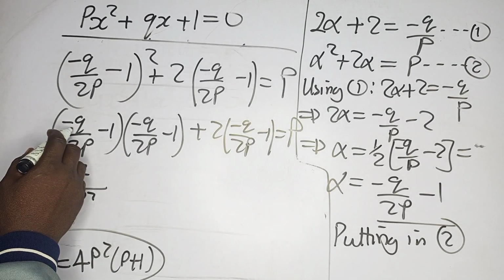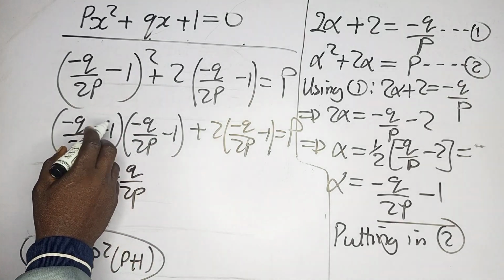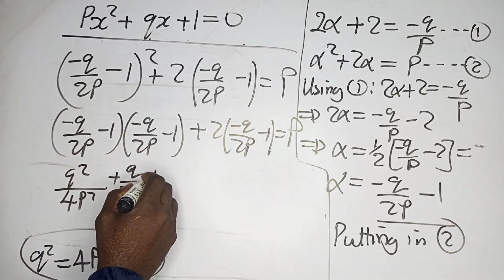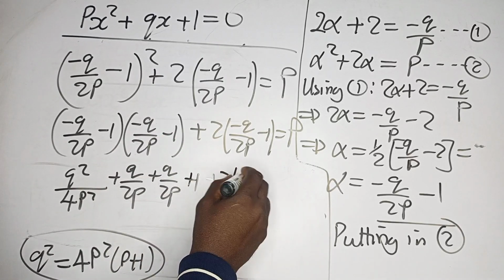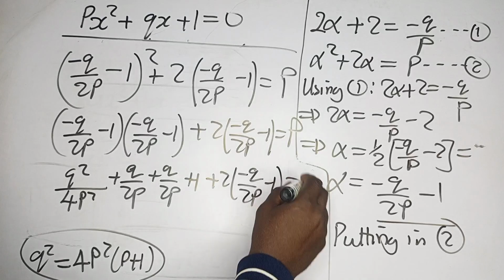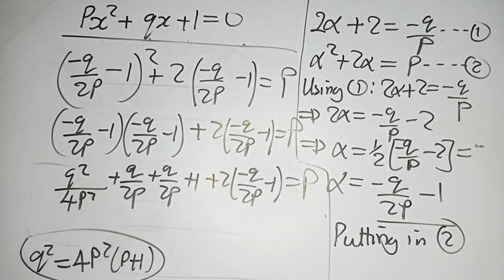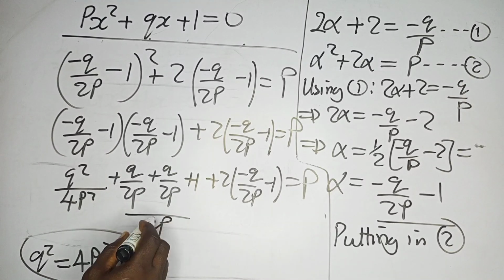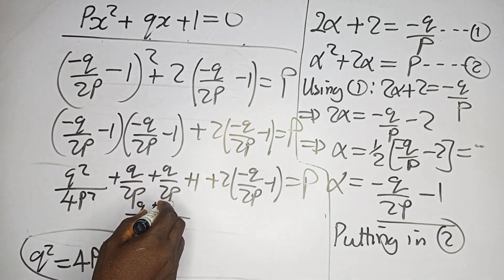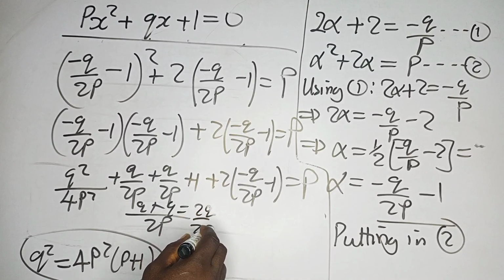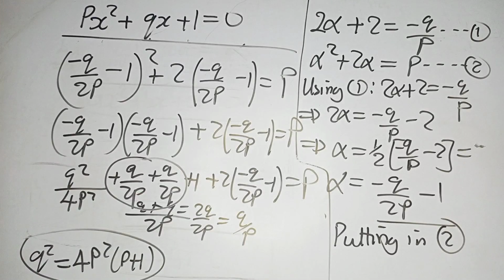All right. This negative Q over 2p multiplied by negative 1 becomes positive Q over 2p. Again, negative 1 multiplied by that is positive Q over 2p. Negative 1 multiplied by negative 1 is plus 1. Now, Q over 2p plus Q over 2p. The LCM is just 2p. 2p divided by 2p is 1, multiplied by Q is Q. So this gives us 2Q over 2p, which is Q over p.